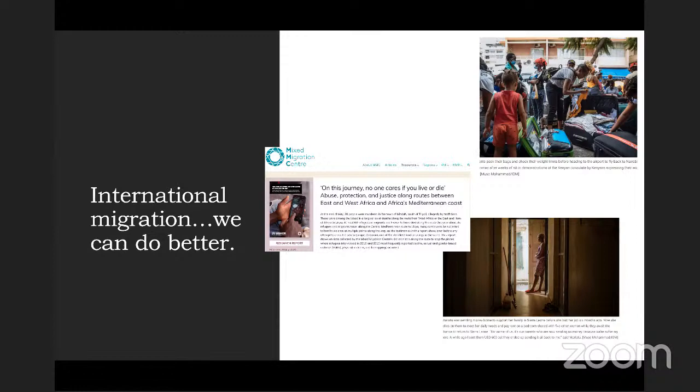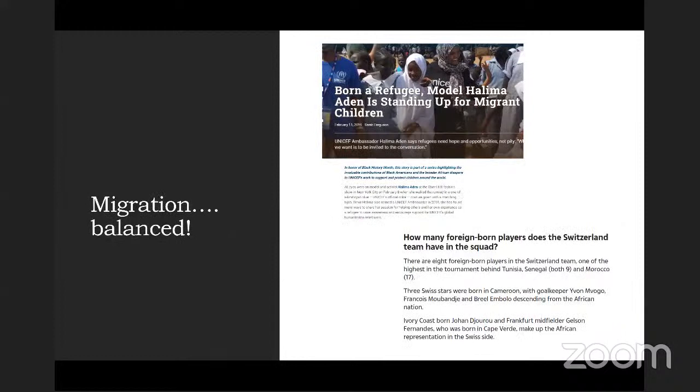What do we want to see in terms of regular, safe migration? We want to hear stories of young, old, women, men and children who migrate safely and who can make contributions. I've put a picture there of a Somali-born migrant who is now in the United States and is a UNICEF ambassador. Her name is Halima Adem, and she works on standing up for migrant children.